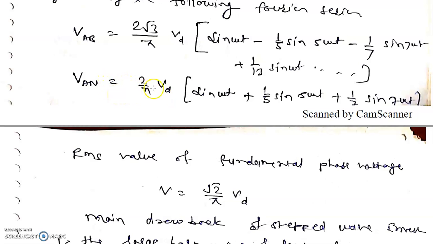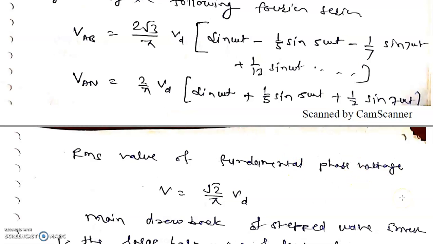while VAN, the phase voltage, is 2 upon pi VD [sin omega t plus 1 upon 5 sin 5 omega t plus 1 upon 7 sin 7 omega t] and higher components. This is the fundamental component. The fifth harmonic, seventh harmonic and 13th harmonic are present in VAB, while the fifth harmonic, seventh harmonic and other components are present in the VAN.